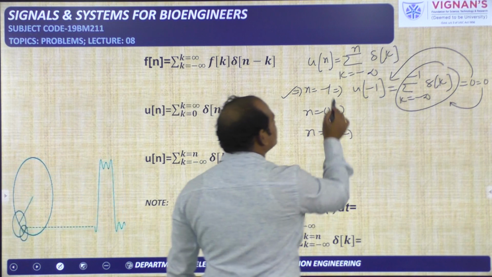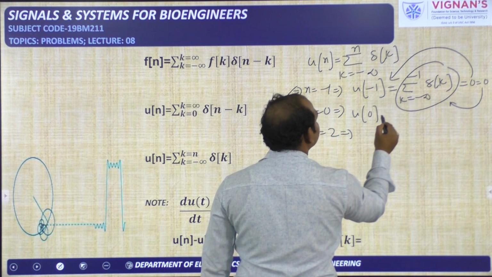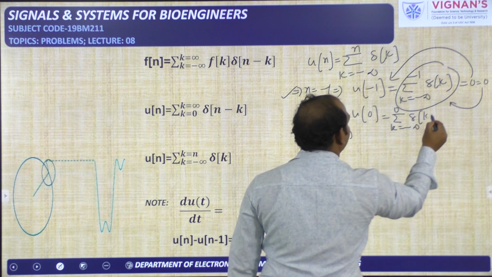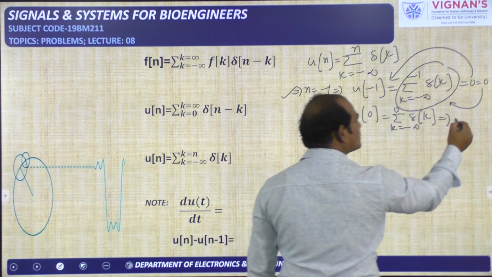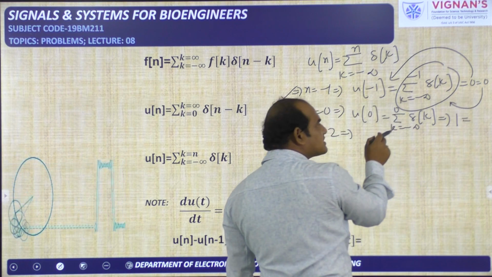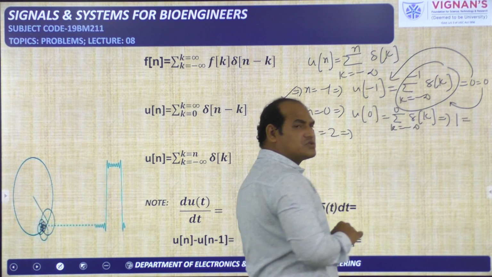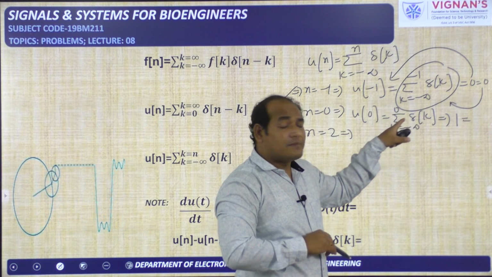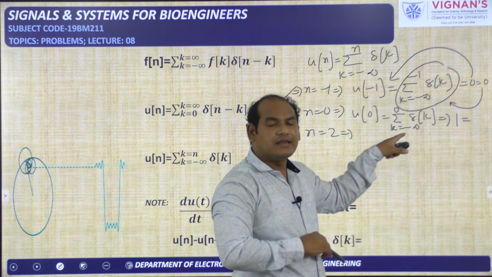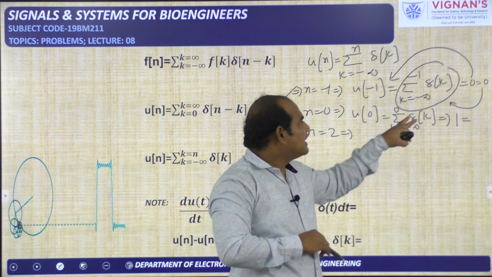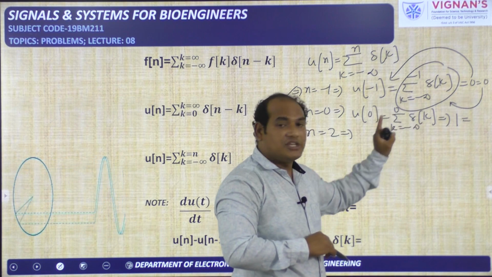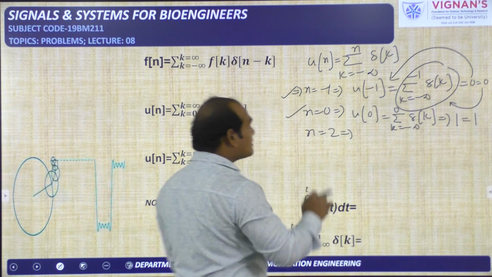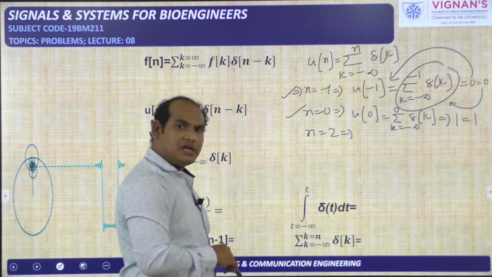Next you take n is equal to 0. Substitute here: u of 0 is equal to sigma k is from minus infinity to 0 del of k. So u of 0 is how much? 1. That is equal to, we are doing the summation up to k is equal to 0. So here del of 0 is also available. Del of minus infinity, del of 100, del of minus 100, del of minus 99, del of minus 10, del of minus 1. Up to del of minus 1, it is 0 only. But whenever k is equal to 0, del of 0 is 1. So 1 is equal to 1. This is true. The equation is satisfied for n is equal to 0 also.